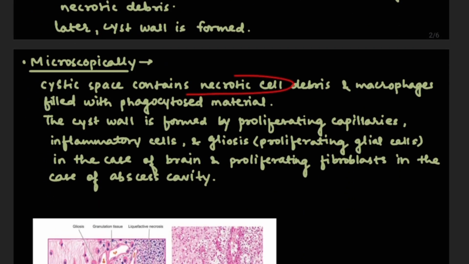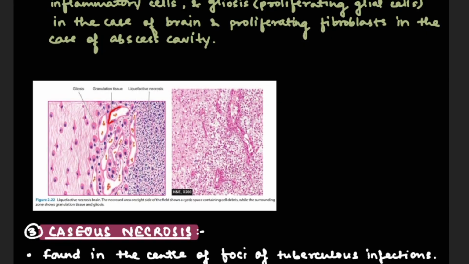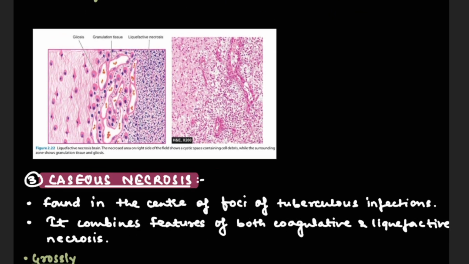The cystic space contains the necrotic cell debris and macrophages which are filled with the phagocytosed material. The cyst wall is formed by the proliferating capillaries, inflammatory cells, as well as proliferating glial cells in case of brain, and proliferating fibroblasts in the case of abscess cavity. So as you can see in this figure, this is granulation tissue and this is a liquefactive necrosis. On the right, as you can see, the cystic space containing the cell debris while the surrounding zone shows the granulation tissue. The next is caseous necrosis.